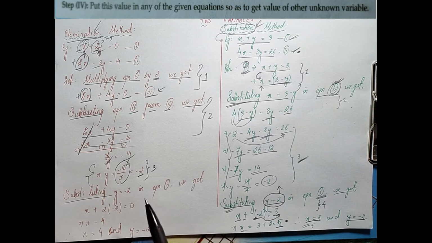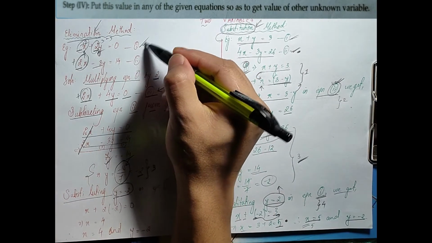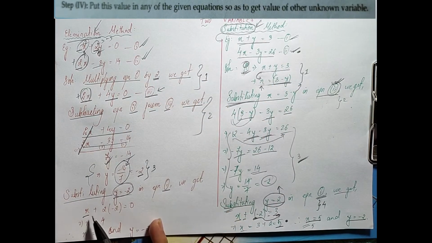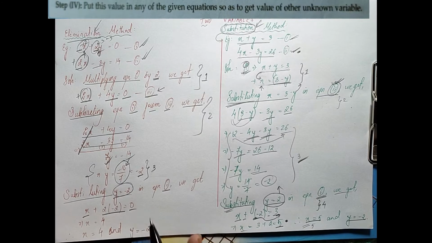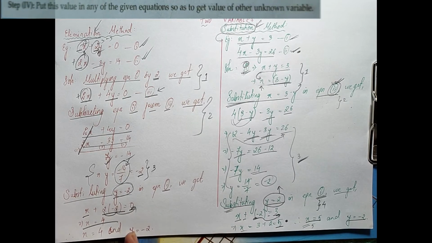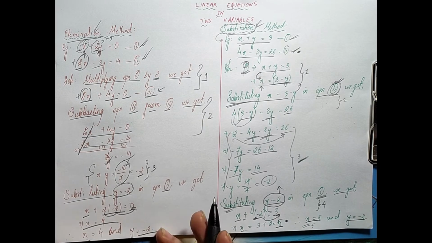So you can take the value of y is equal to minus 2 and substitute in either equation 1 or equation 2. So let's substitute in equation 1. We get x plus 2 into minus 2 is equal to 0. 2 into minus 2 is minus 4. It goes this side, becomes plus 4, so x is equal to 4. Therefore x is equal to 4 and y is equal to minus 2.